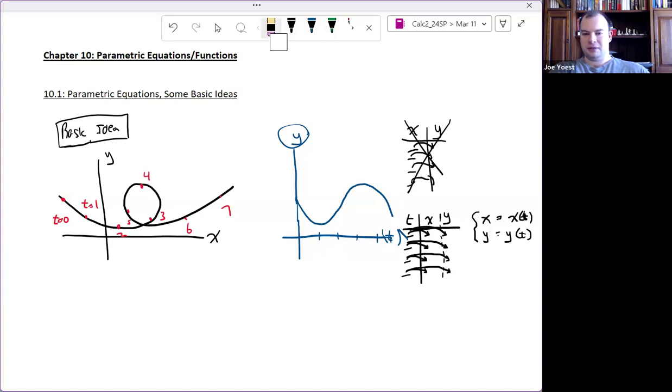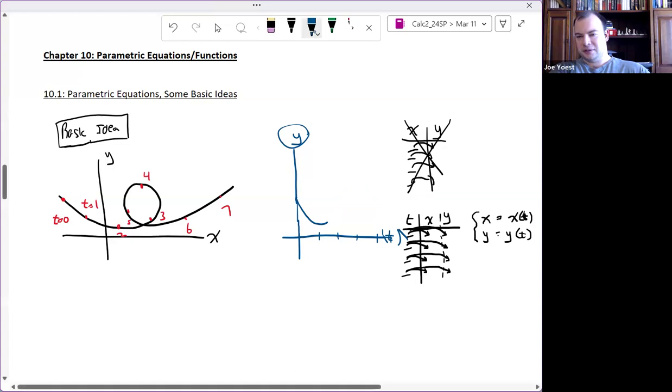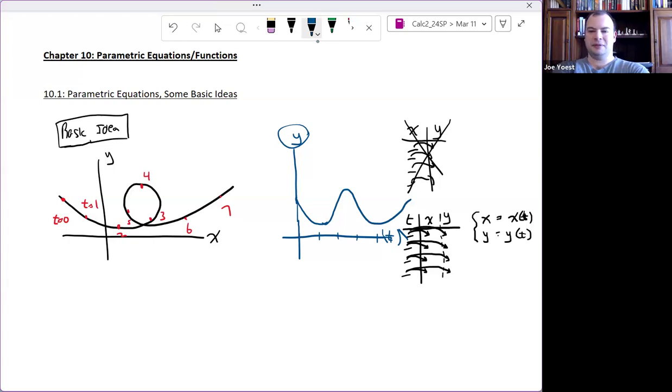y might look like this, so I went down, up, down, and then up again. I need another little piece over here. Maybe something like that. So maybe y is some kind of, I don't know, trig function or something.